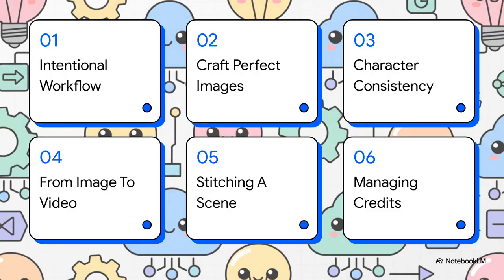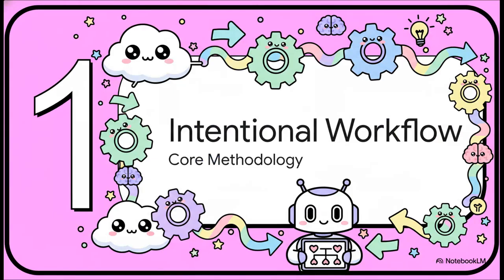Here is our roadmap. 1. The intentional AI workflow. 2. Crafting the perfect image. 3. Ensuring character consistency. 4. From image to video. 5. Stitching a cohesive scene. And 6. Managing your credits. Starting right off with Section 1, the intentional AI workflow.